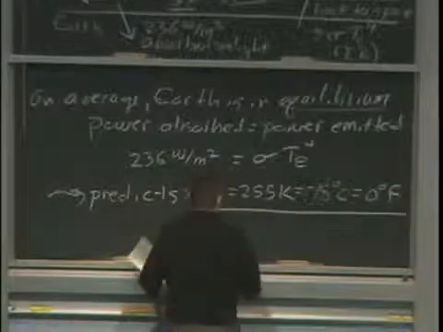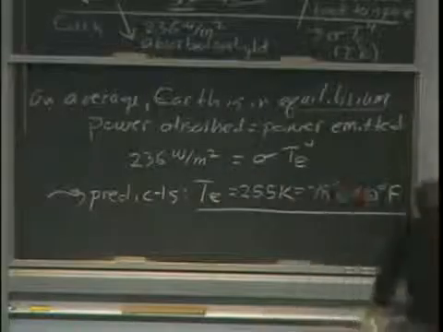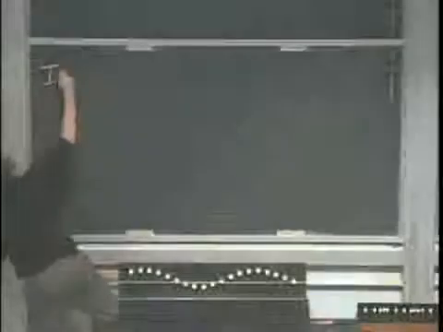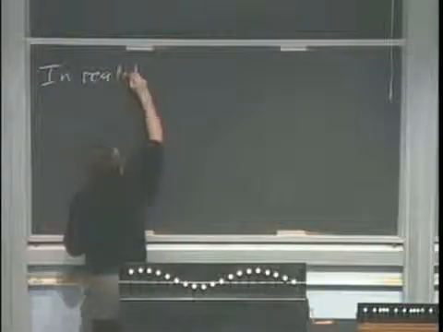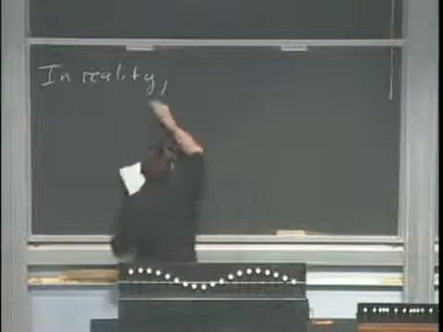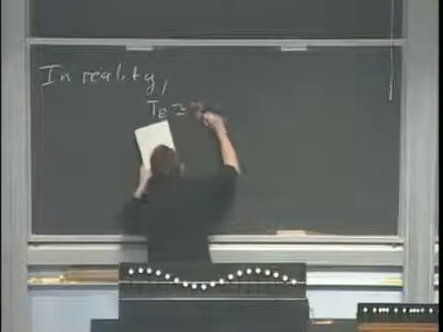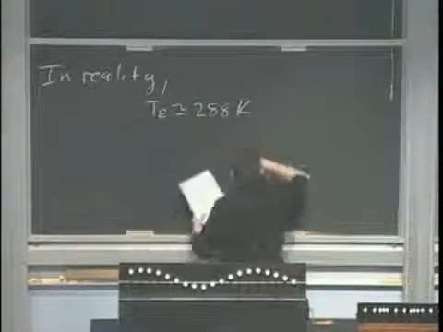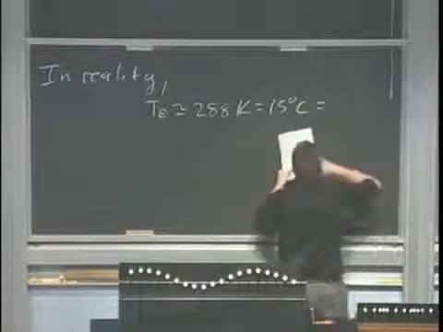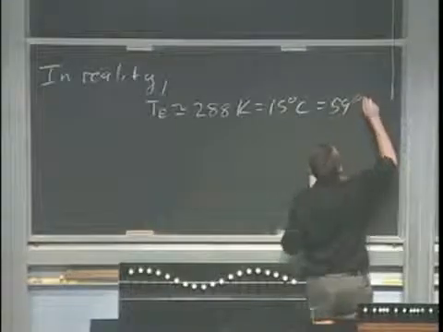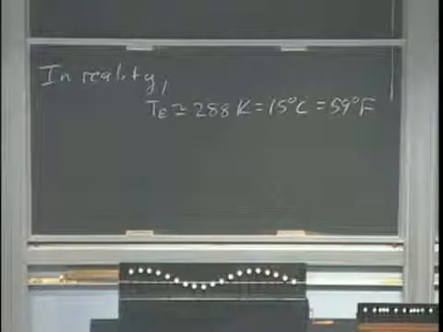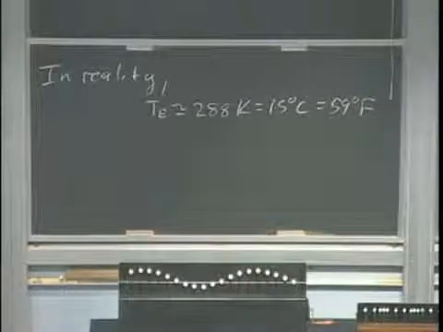Okay? So in reality, what we measure, the average temperature of the Earth, is about 288 degrees Kelvin, which is about 15 degrees Celsius, or about 59 degrees Fahrenheit. So 59, 60 degrees Fahrenheit, that's about the average temperature of the Earth when you integrate over the whole surface area. Okay?